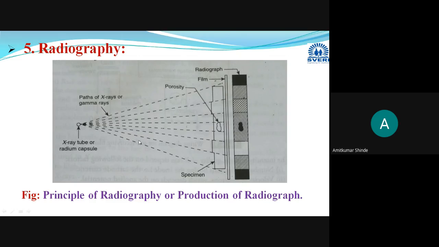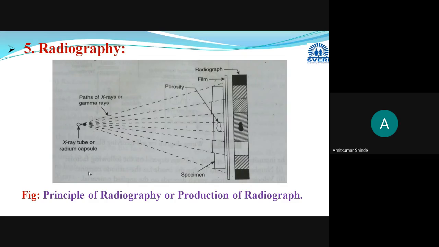If in examination they ask you for separate X-ray radiography, you can draw this same diagram. Just eliminate this gamma ray name and write X-rays. These are X-rays, and this source will be the X-ray tube. Then for gamma rays, what are you going to use to obtain them?